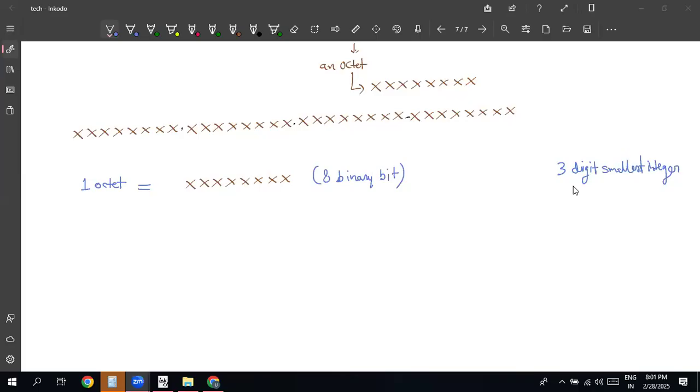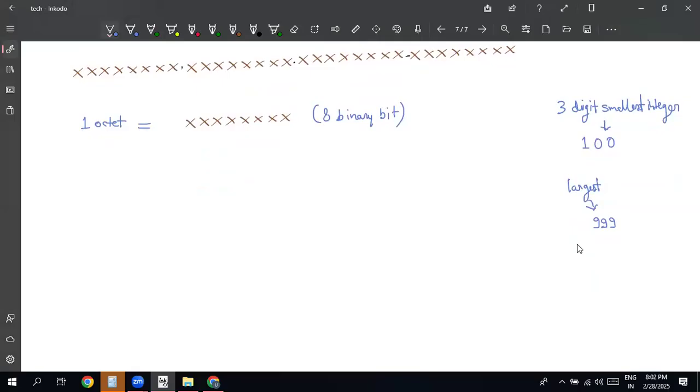Zero. Okay. And I'll represent that zero like this: 0, 0, 0. Can it be the 3-digit smallest integer? In our mathematics, the smallest 3-digit integer would be 100. And what if I ask for the 3-digit largest integer? Definitely the answer would be 999. The reason is, we humans learn mathematics on the basis of the decimal number system, and the decimal number system starts from 0 and ends at 9.